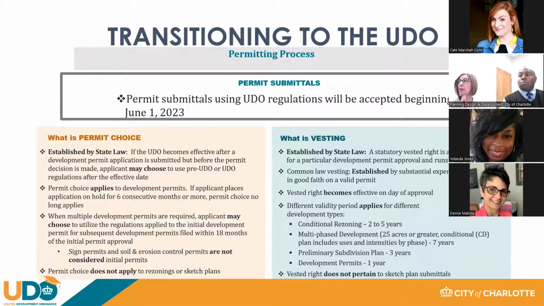Different validity periods apply for different development types. Conditional rezonings are 2 to 5 years. Multi-phase development, this is 25 acres or greater, with conditional CD plans that include uses and intensities by phase, is valid for 7 years. Preliminary subdivision plans are 3 years, and development permits are 1 year. And again, vested rights do not apply to sketch plan submittals.